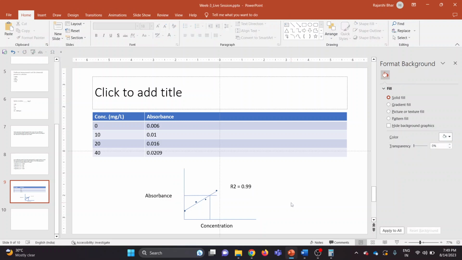So it's unknown concentration, not the unknown compound, that we will know. This is for unknown concentration. For unknown compounds, we do, for example, you might have heard about chromatography. So gas chromatography coupled with mass spectrophotometry is one technique.